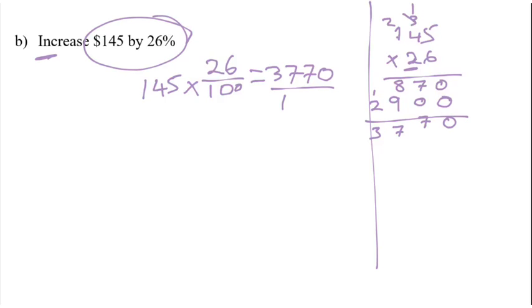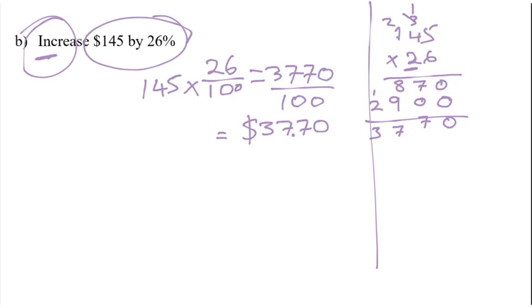3,770 divided by 100. So when I'm dividing by 100, the 3,770, the decimal point would come after it normally. I need to move that decimal over 2 places. So that's going to become 37.70. So that tells me that 26% of 145 is $37.70.